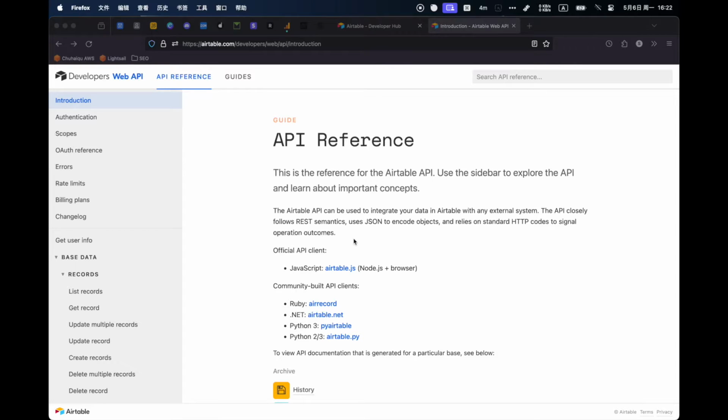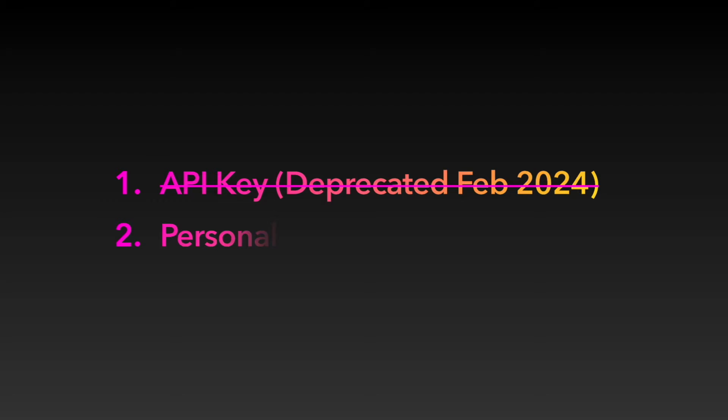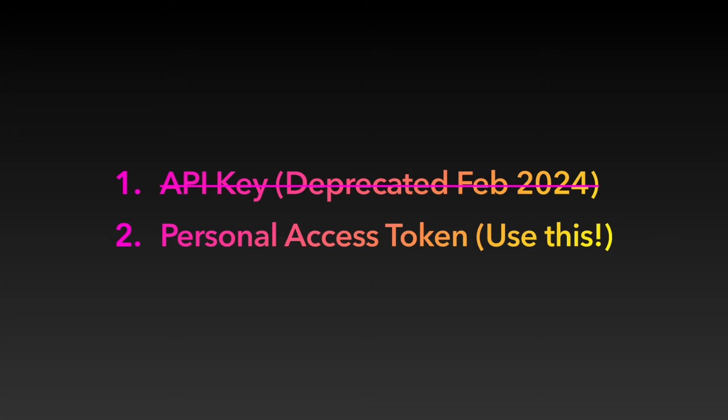If you want to get access to the Airtable APIs, the first problem you need to solve is authorization. When you are searching on the web, there will be a lot of articles telling you to use the API key. But notice that the API key was fully deprecated in February 2024. So the right approach is the access token. In this video, we are going to let you fully understand it in 3 minutes.